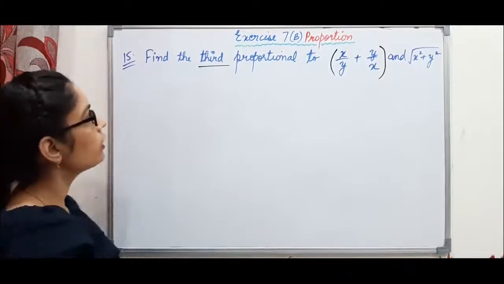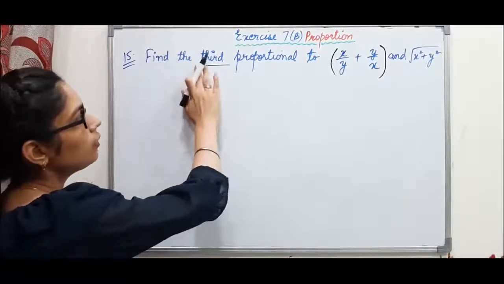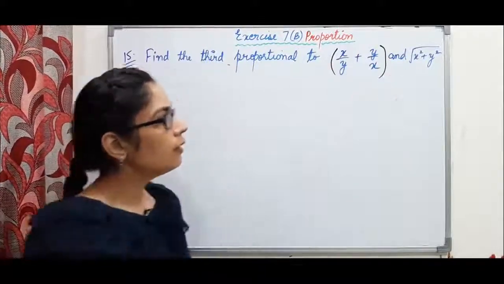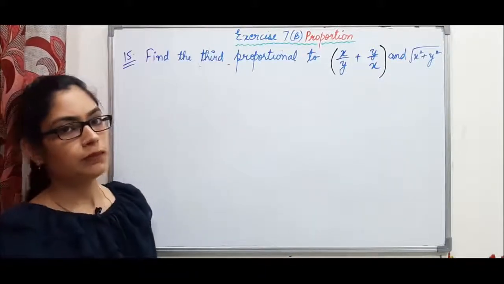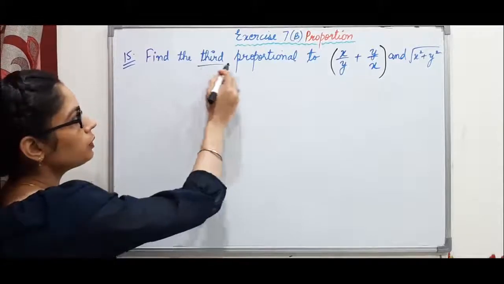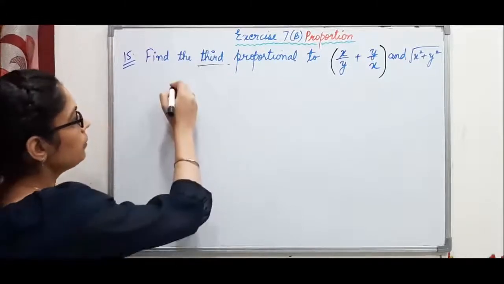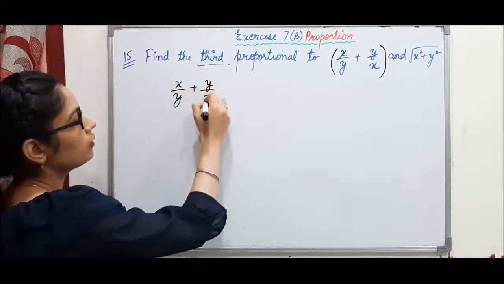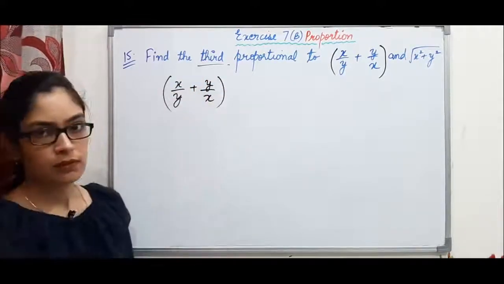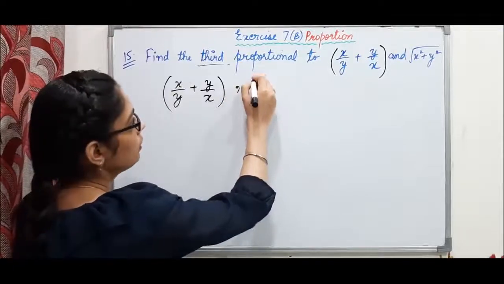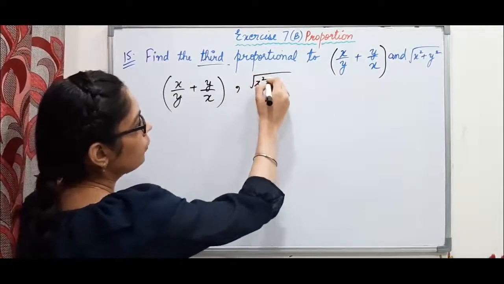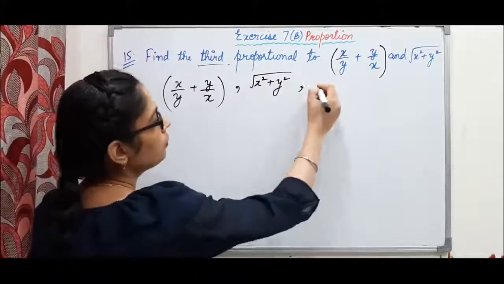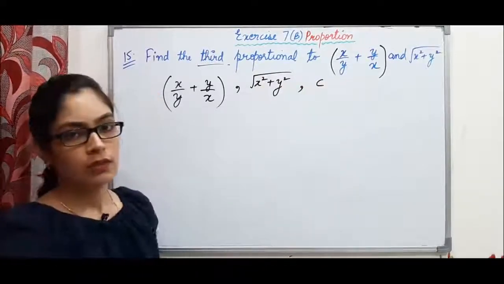In 15th question, it's given: find the third proportional to x by y plus y by x and square root of x square plus y square. So third proportional we have to find. So x by y plus y by x is the first proportional, square root of x square plus y square is the mean proportional, and the third proportional, this c, we have to find.